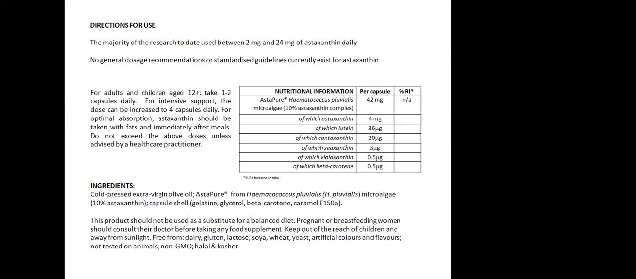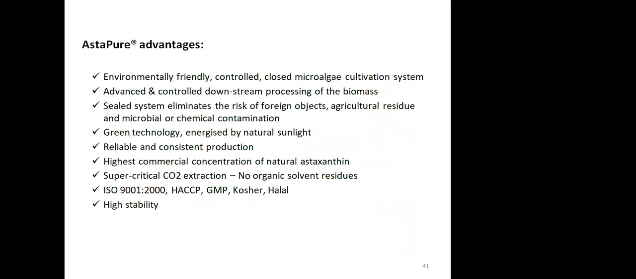So again, we see a breakdown of what's actually within our 42 milligrams of AstaPure. Our label claim of 4 milligrams of astaxanthin, and then we've got some other carotenoids in there as well. And then I think it's just a few bits on AstaPure advantages. And this is taken from the AstaPure people, if you like.